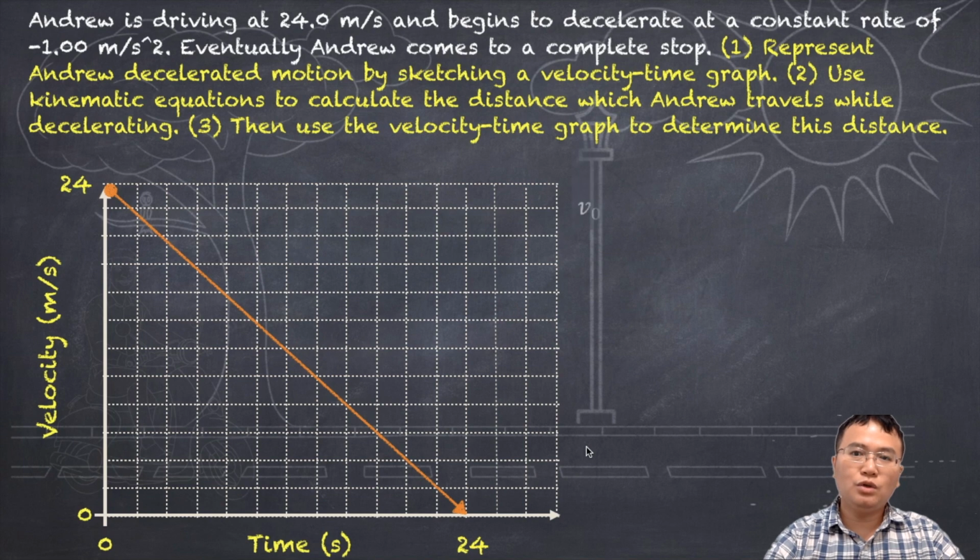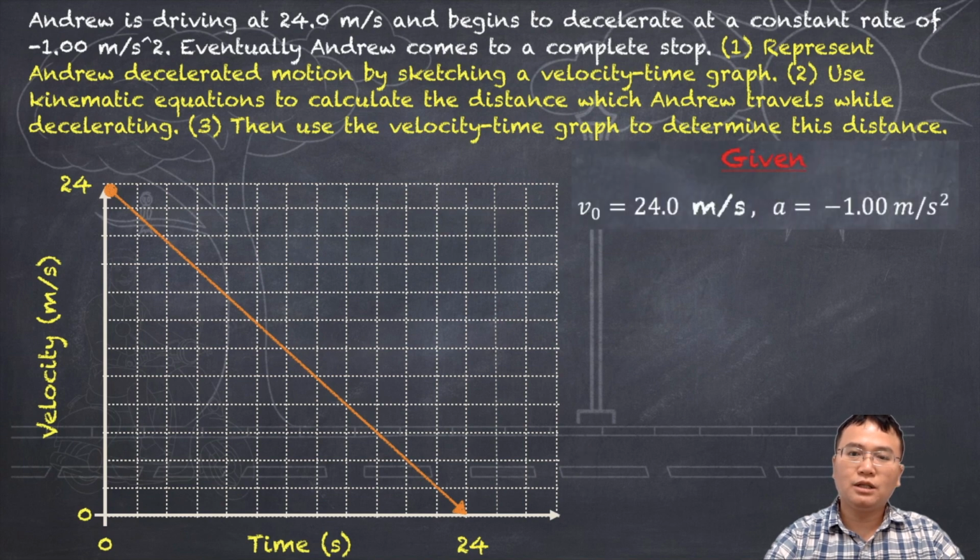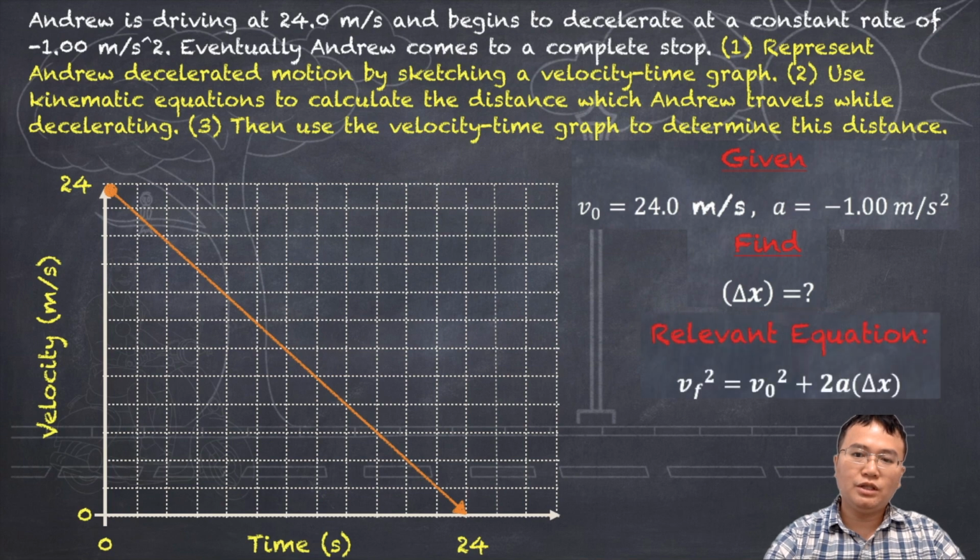So for part 2, we need to use the kinematic equations. Before we do that, we need to list out what is given to us. It's giving us the starting velocity and the acceleration, and we need to find delta x, which represents the distance. The equation that we'll be using is Vf squared, final velocity squared, equals V naught squared, which is the starting velocity squared, plus 2a delta x. The derivation for this kinematic equation is in the video on top right here, so click on that if you are curious on how to come up with that equation.